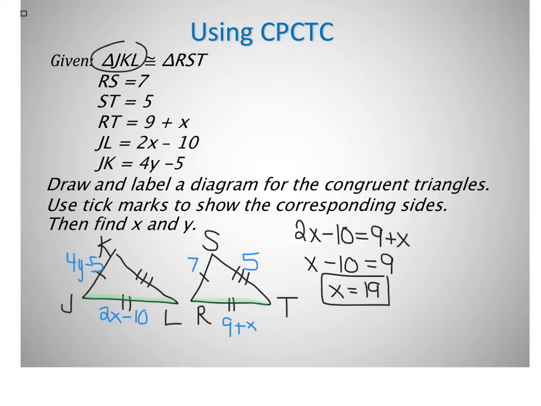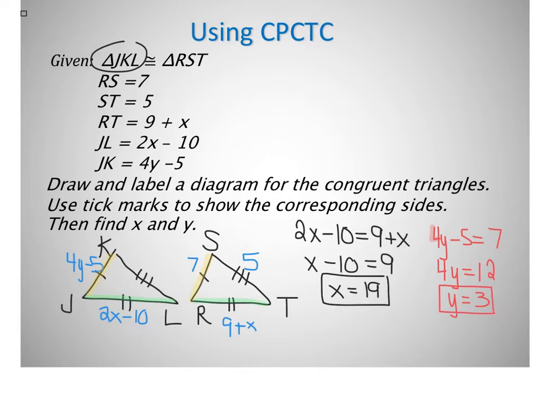To solve for Y, I'm going to do the same thing. I see that JK here is in terms of Y, so SR is going to be equal to JK. So my setup for that one is going to be 4Y minus 5 equals 7. Add 5 to both sides, I get 4Y equals 12, and Y is going to equal 3.